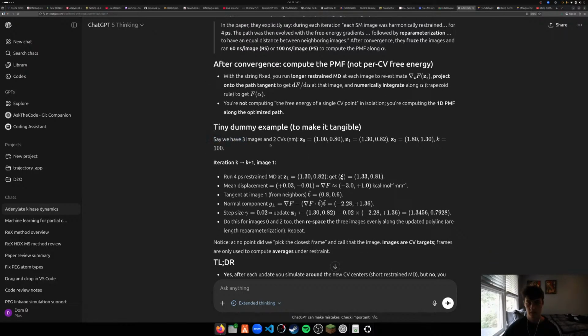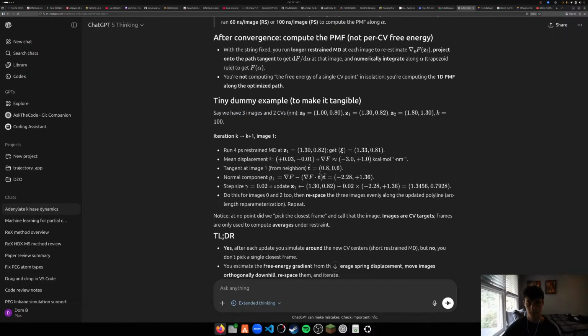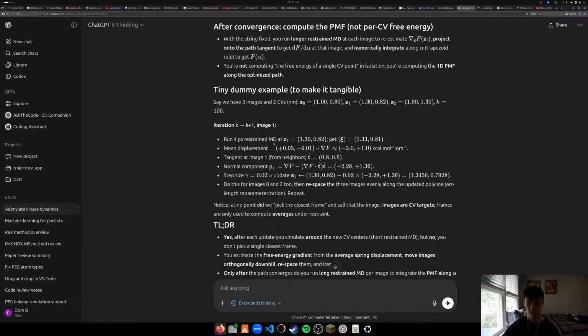To make it tangible, we have 3 images and 2 CVs. So these are all images.